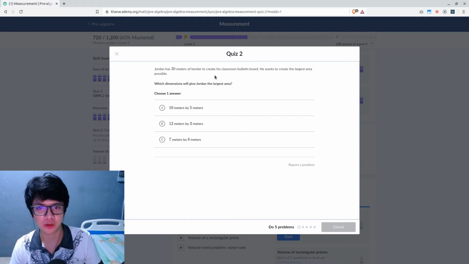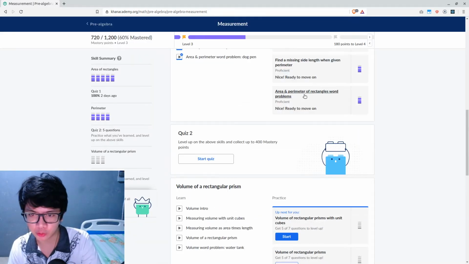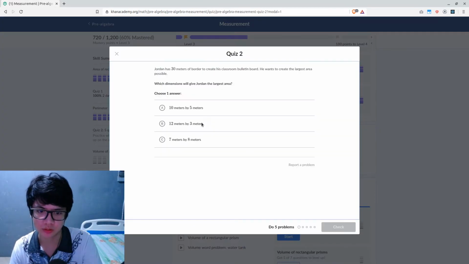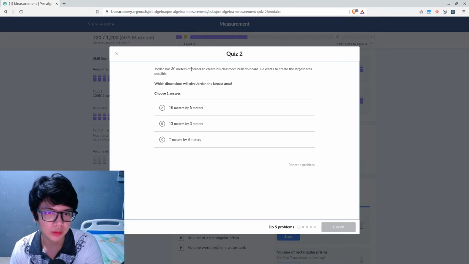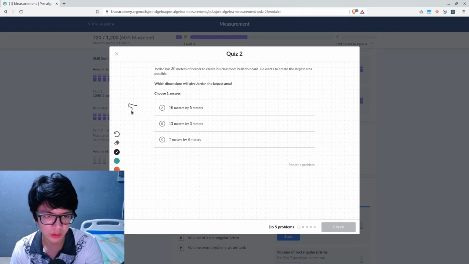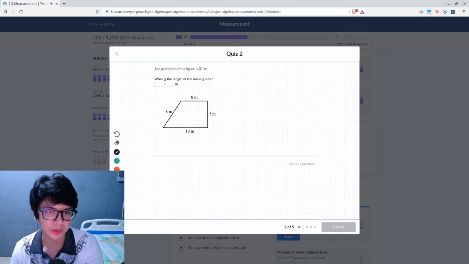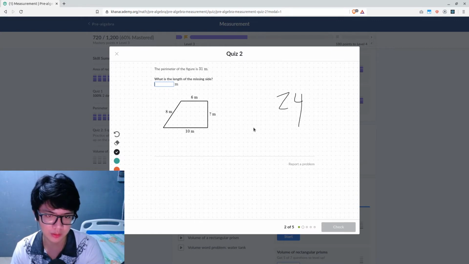See, this is bullshit. Your quiz has 5 problems, and then your word problem is like 7 questions. Jordan has 30 meters of border to create his classroom bulletin board. He wants to create the largest area possible. Here's 50. That's 36. Oh wow, this is 56. This is pretty insane. What's the perimeter of the figures? What's the length of the missing side? Perimeter of 31. You have 18, 24. You're missing 7.